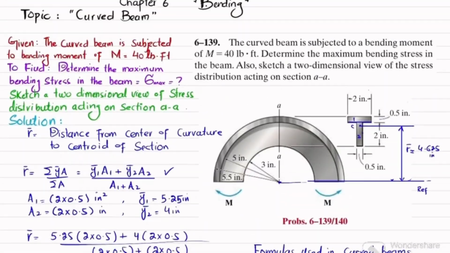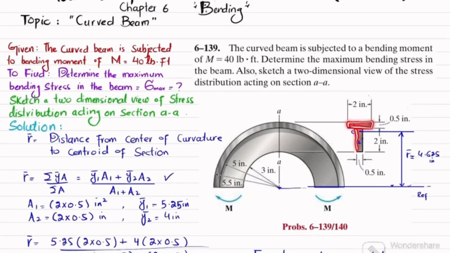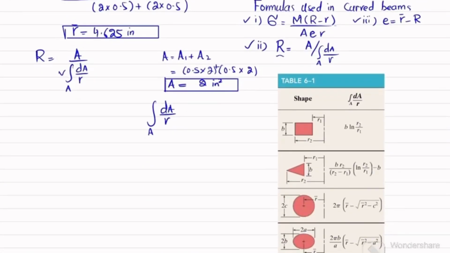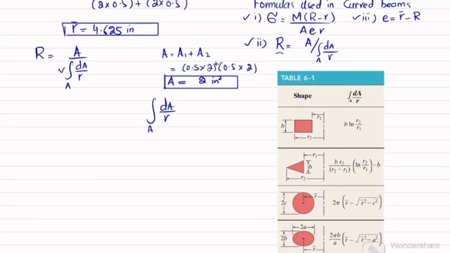You can see these two portions are rectangle 1 and 2, and they are away from this reference line. So for that we will take the value from this table. Since our shapes are rectangles, this line is the axis passing through the center of curvature. From this axis the rectangle is located at a distance of R1 from this and R2 from this, having width or breadth equal to B. So the general formula will be B into ln of R2 over R1. But as we have two sections, I will write the integral of dA over R. This is not dA, this is A.